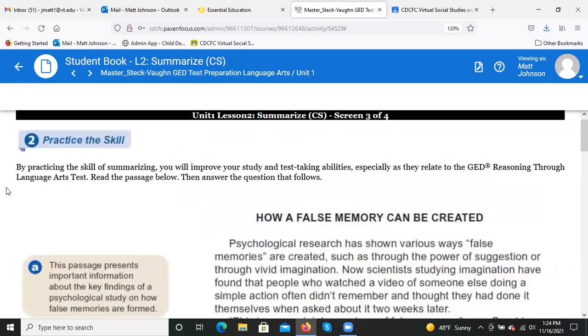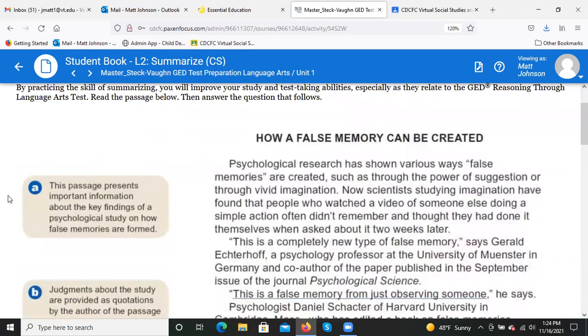Okay, and we have a passage here just like before, like we did yesterday. We'll have several of these to read through as we summarize. So I'll go ahead and get started reading here. So title, remember, really important, right? That clues you into what's going to go on. So, how a false memory can be created.